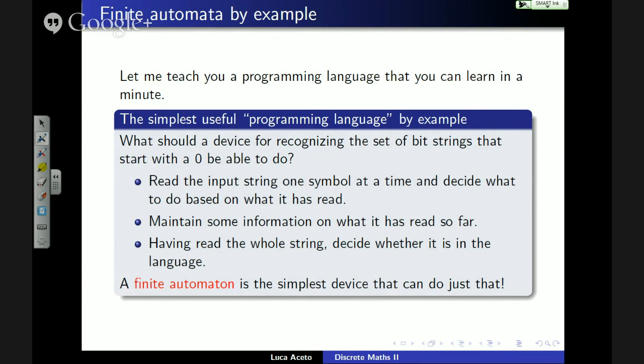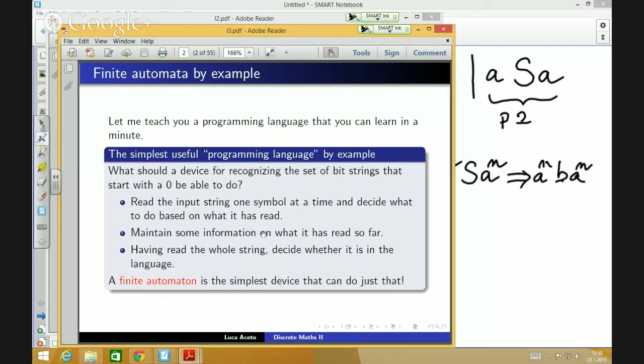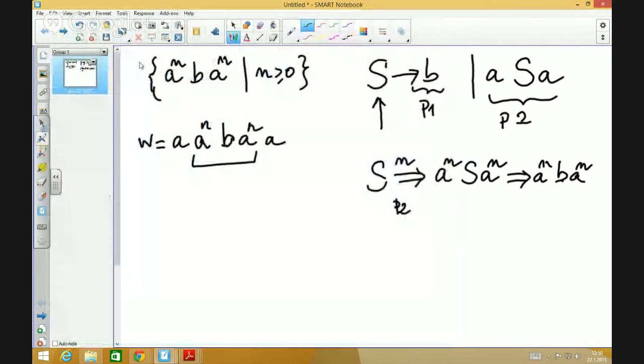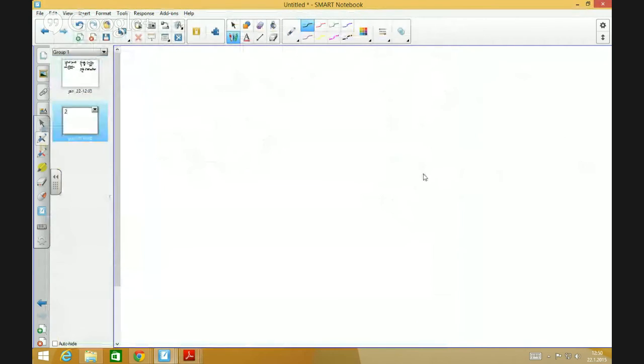Shall we program such an automaton so that you can also see what such an automaton looks like? Everybody's screaming, yes! So let's do it.